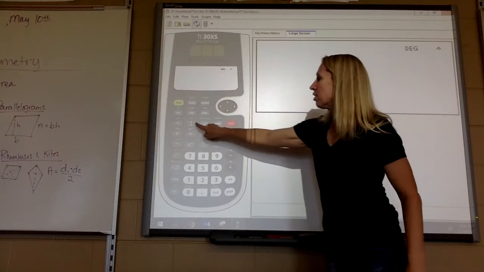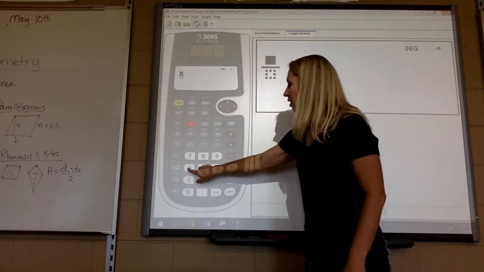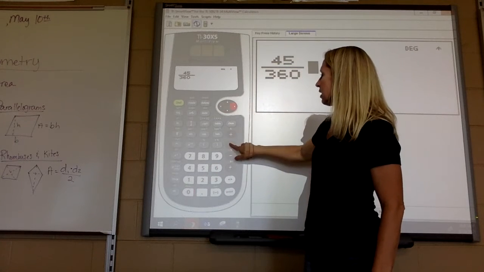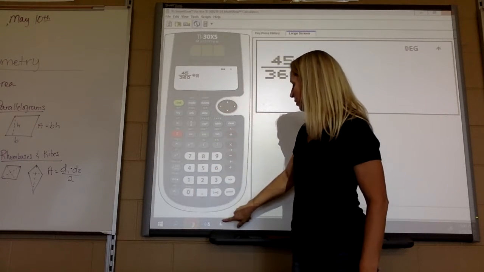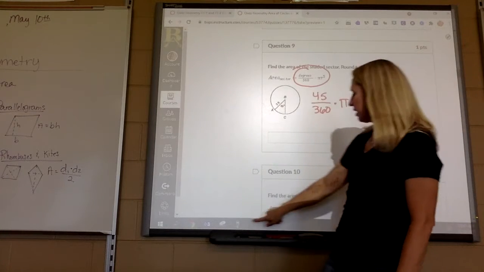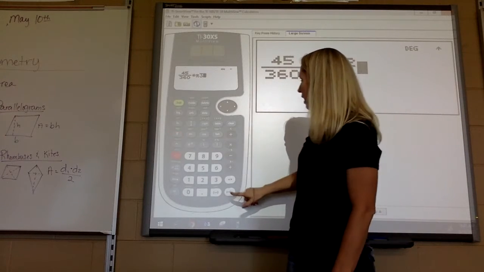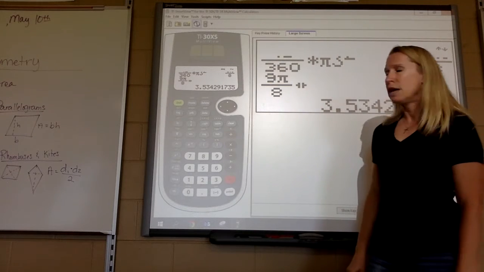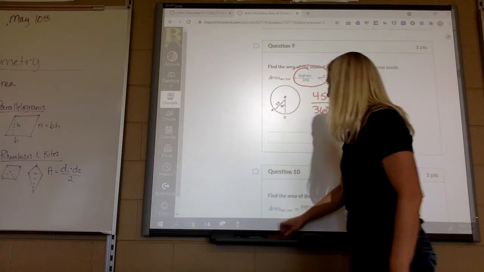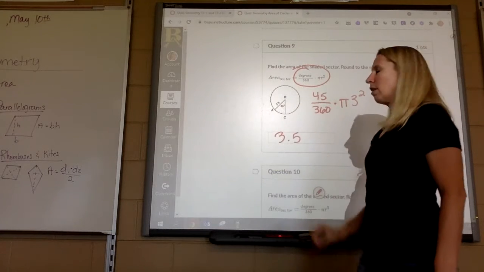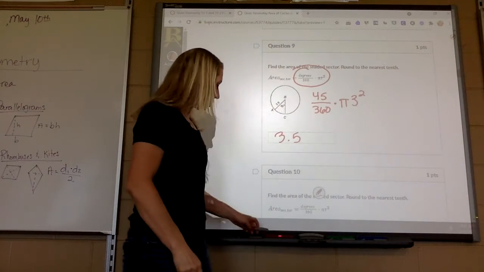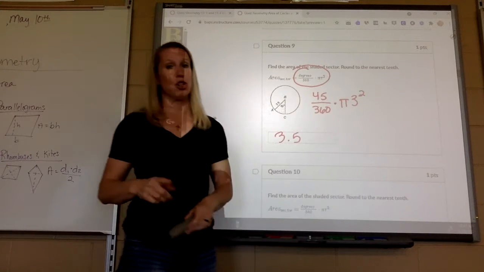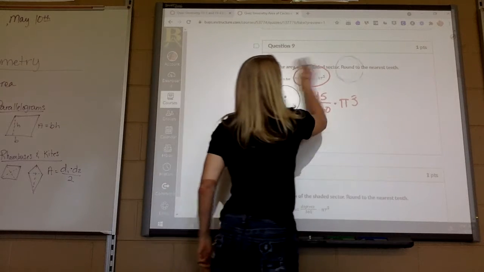In your calculator, use that n over d button. 45 over 360 times pi, what was the radius? Pi 3 squared. Hit enter, and you will have to toggle it, and it would be 3.5. Round to the nearest tenth. So degrees over 360 times pi r squared. Again, make sure you use the radius, not the diameter.